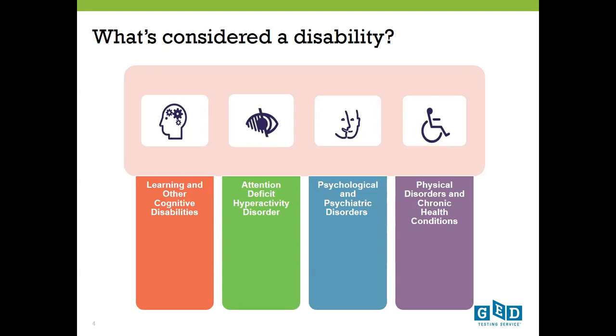So we ask for that documentation to be within the last year. Again, if you have documentation that's 15 months old, please send it in, let my team take a look, and if we do need newer documentation, we'll let you know. The last category is physical disorders and chronic health, and again, that documentation needs to be within the last year.